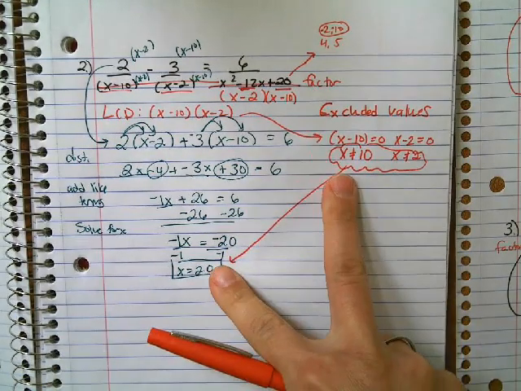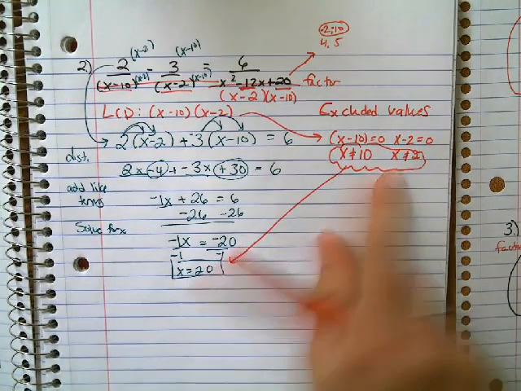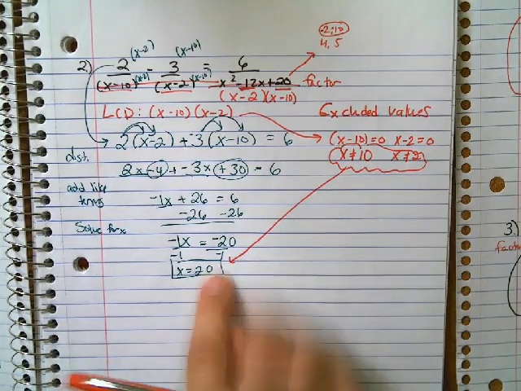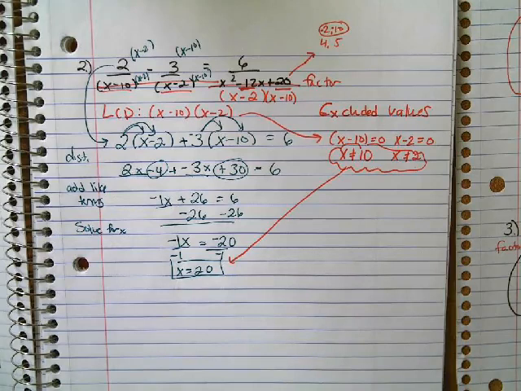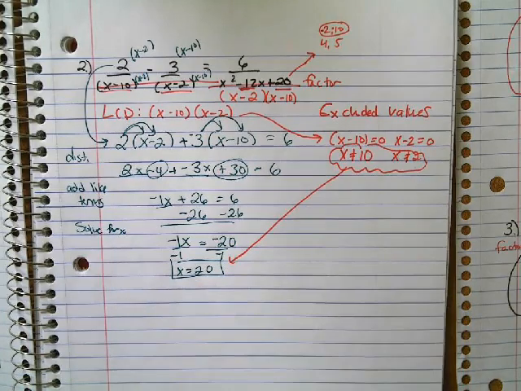So my excluded values were 10 and my answer is 20, so that's okay. This excluded value was 2, my answer was 20, so my answer of 20 is good. So a little less work in there. We got to skip steps 5 and 6 because I didn't have a quadratic, which means I didn't have to factor, and I get to go right to solving by setting it equal to each other.